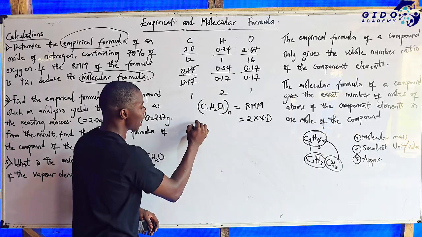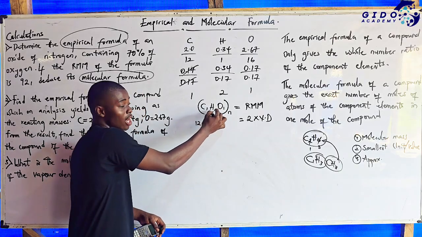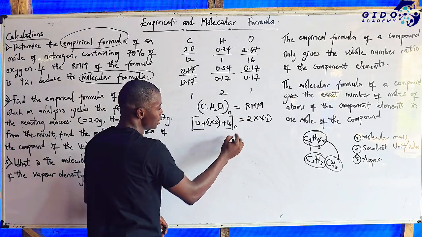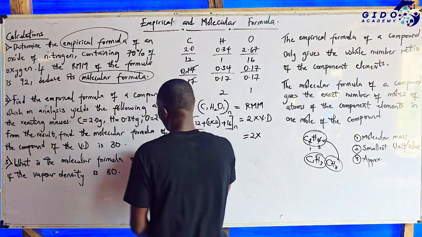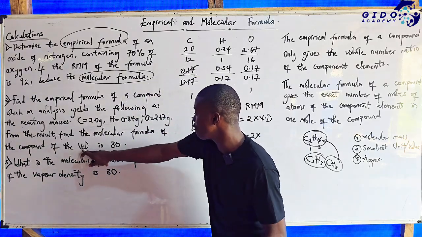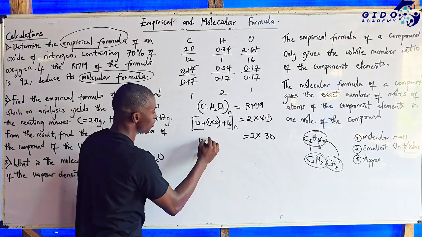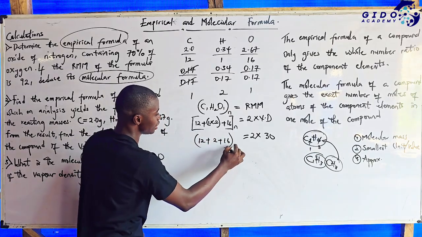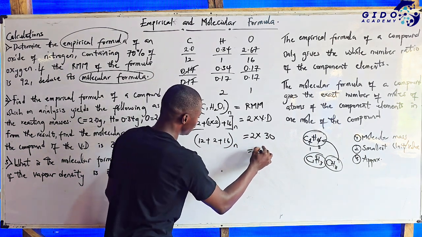So as usual, carbon is 12 plus hydrogen is 1 times. How many hydrogen do you have here? You have 2 plus what? 16. Everything times N is equal to 2 times the vapor density. The vapor density was as well given to us as what? 30. If the vapor density is 30. So here will be 30. Here will be 12 plus 2 plus 16. Everything N is equal to what? 30. 2 times 30 will give us 60.